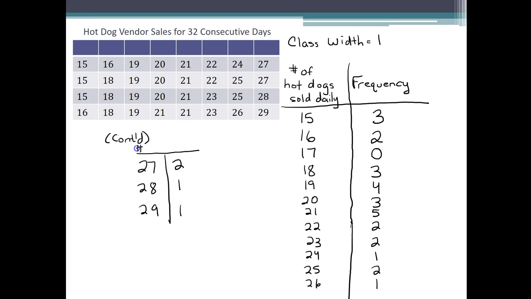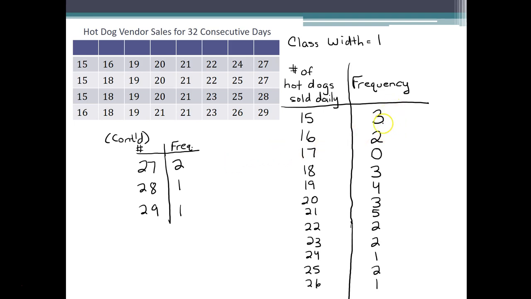So it's still number of hot dogs here, and then frequency there. Normally you would just make sure to make it one long table, but I ran out of space. But there you go. That's an example of a frequency distribution with a class width of 1.